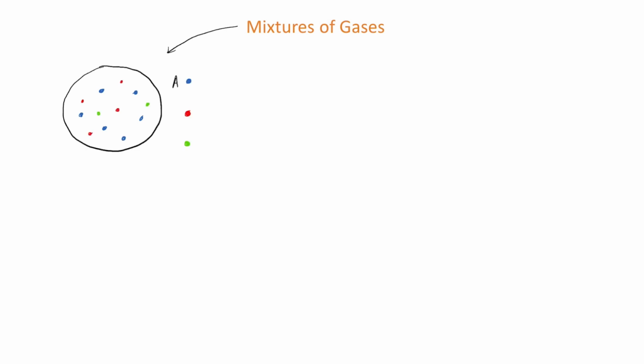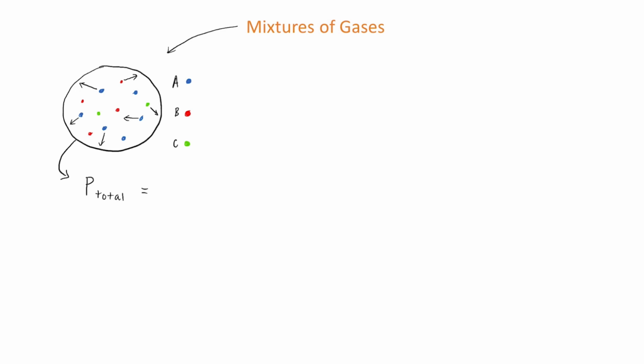So we have gas A, gas B, and gas C. That would be a mixture of gases. And these gases are going to be moving around and colliding with the walls of the container. Those collisions will produce some pressure, which I've called P total.